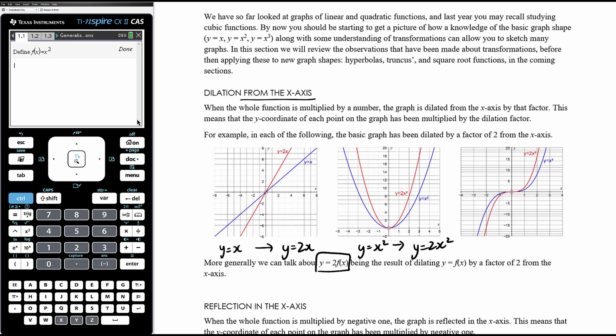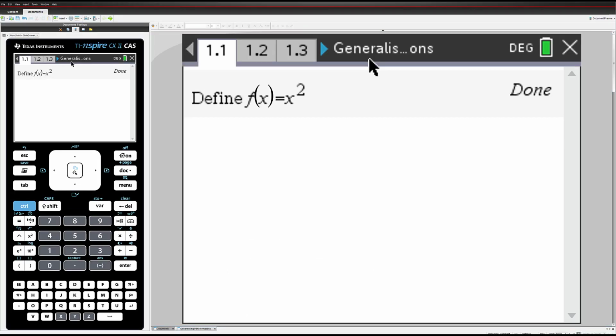So any function, if you stick a 2 in front of it, you are dilating it by a factor of 2 from the x-axis. We can obviously extend that to other graph types. So let me just pause the video a moment while I expand out the CAS so we can see what's happening over here in a bit more detail, and then we'll go on talking about the next transformation.